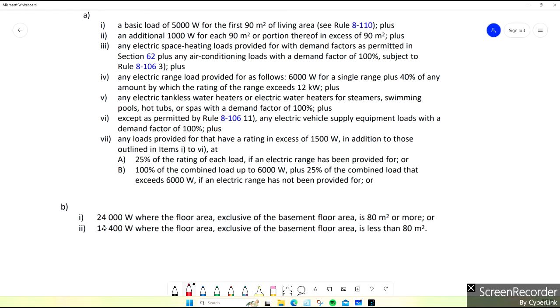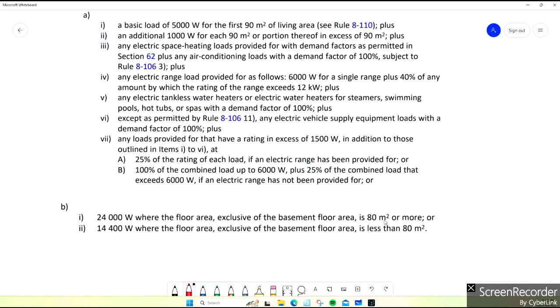So what this is basically saying in item B, and I'm just going to knock these two off first because it's very basic. Right, so let's just get these out of the way. So if you had 80 square meters or more of total living area or usable area, then you would apply 24,000 watts, right?